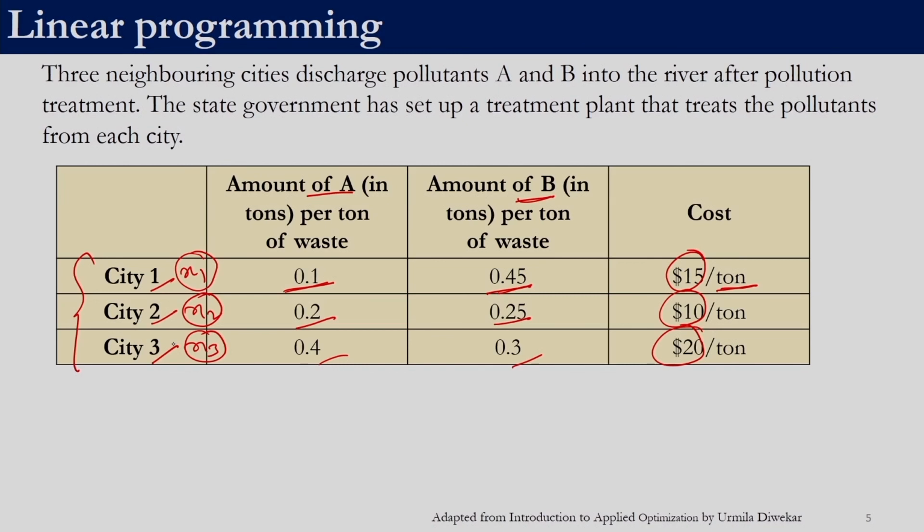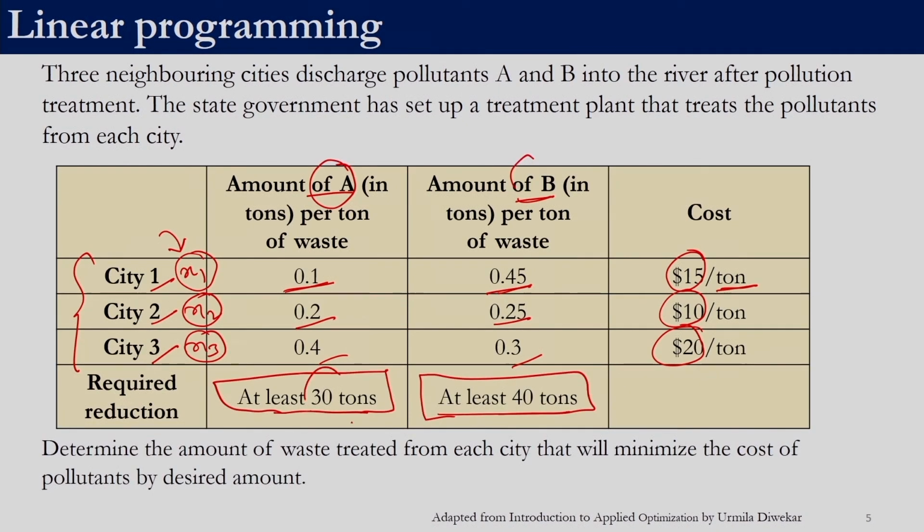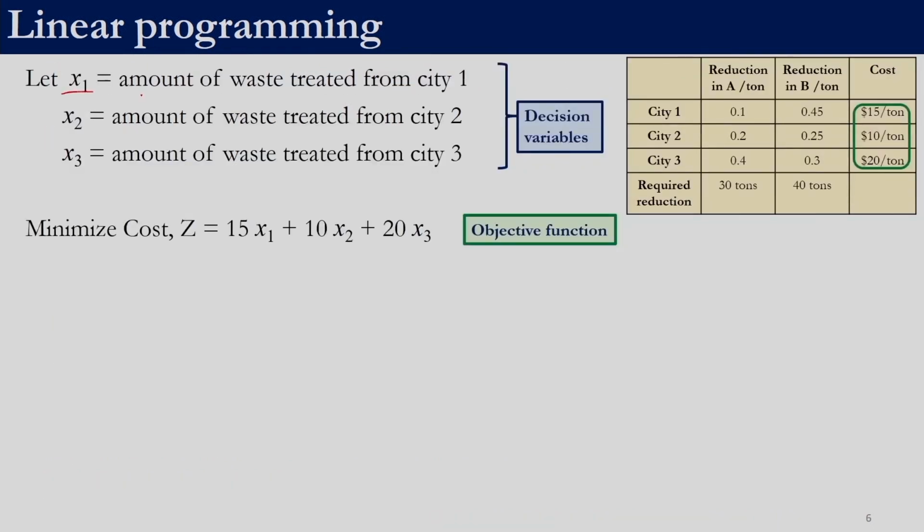We need to decide how much from each city has to be processed such that the total cost is minimum. There are 2 constraints: at least 30 tons of pollutant A has to be removed and 40 tons of pollutant B has to be removed. So, if we assume that x1 is the amount of waste treated from city 1, x2 is the amount of waste treated from city 2 and x3 is the amount of waste treated from city 3, and this is the cost, $15, $10 and $20.